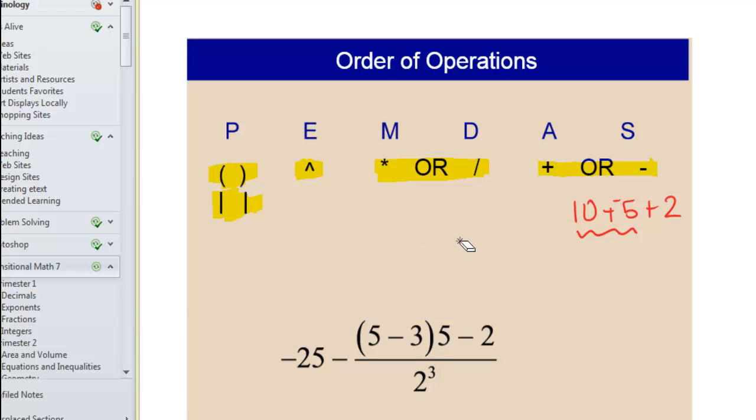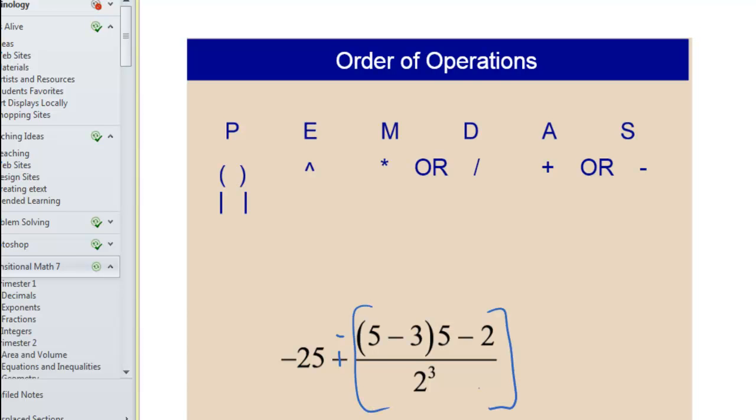So in this first example, let me read it to you to make sure you understand the notation. This problem says negative 25 minus, in the numerator, in parentheses, 5 minus 3 times 5 minus 2. In the denominator, 2 to the third power. So I suggest you change all subtraction to addition to start with. And when you do that, a little tip here is this subtraction, when I change it to plus and negative, it really means the opposite of whatever quotient I end up with. So give that one a shot.